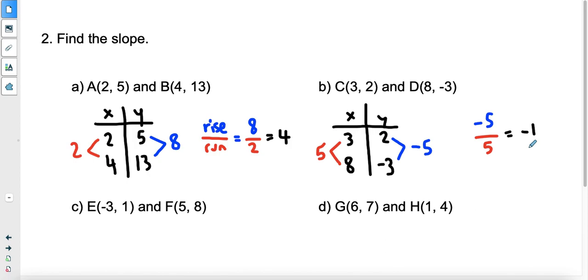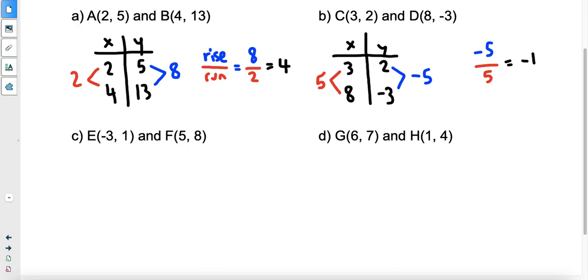Let's look at a couple more examples here. So next, I want to find the slope between the points (negative 3, 1) and (5, 8). So I'm going to do the same thing, right? I'm going to start by creating a table. My x values are negative 3 and 5, and my y values are 1 and 8.